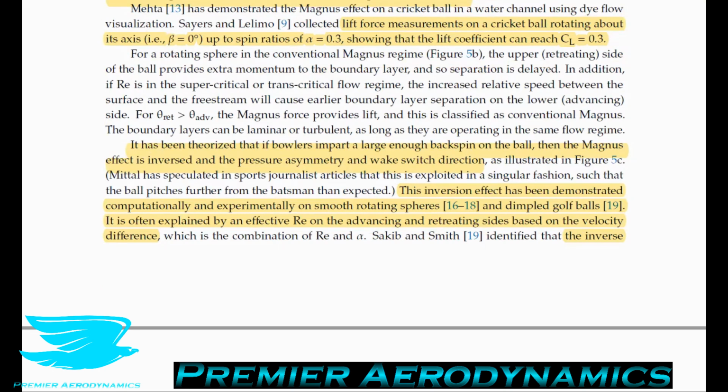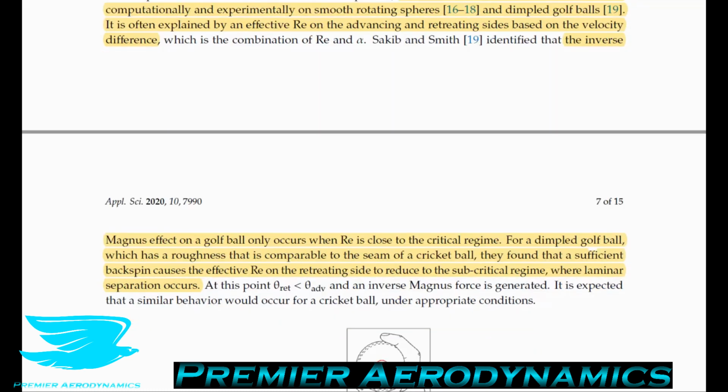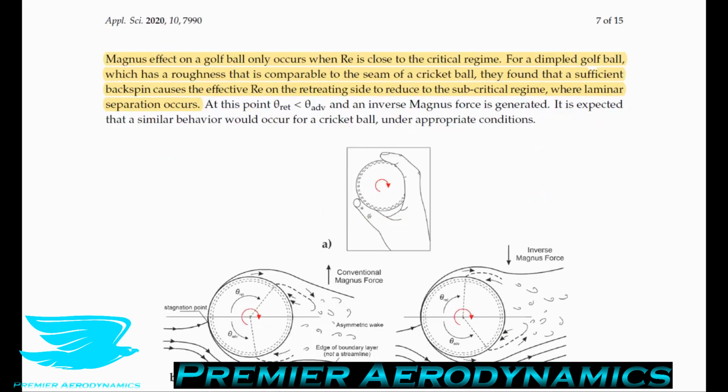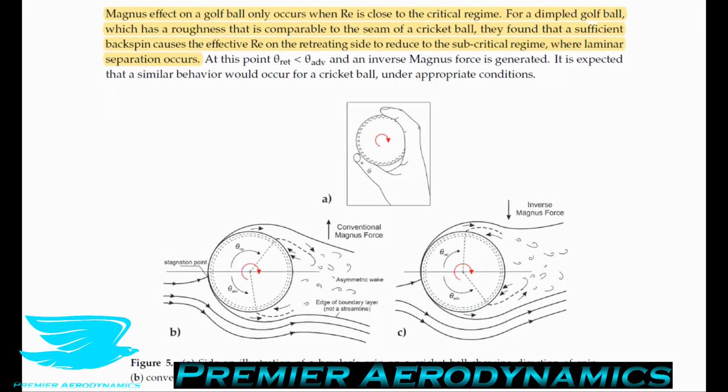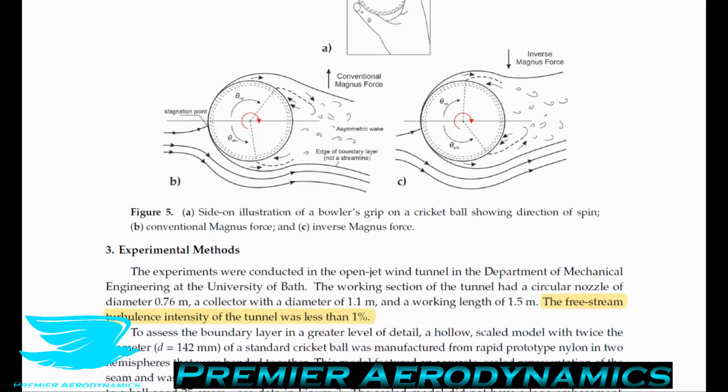The inverse Magnus effect on a golf ball only occurs when Reynolds numbers are close to the critical regime. For a dimpled golf ball, which has a roughness that is comparable to the seam of a cricket ball, they found that a sufficient backspin causes the effective Reynolds number on the retreating side to reduce to the subcritical regime where laminar separation occurs. So it forces the flow to become laminar instead of being able to transition, and then you get an inverse Magnus effect. So a good swing bowler can really manipulate the ball.